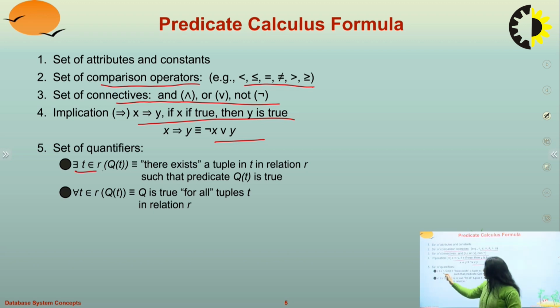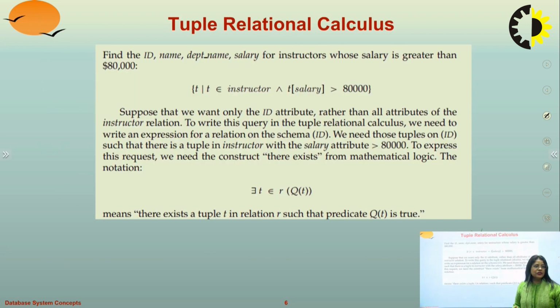So this is nothing but the there exists quantifier. If we are writing this, it means there exists a tuple T in the relation R such that the predicate Q(T) is true. And this is another quantifier known as for all. So here we are indicating that Q is true for all the tuples T in the relation R. So these two quantifiers we will use throughout the query. We'll write in the tuple relational calculus format.